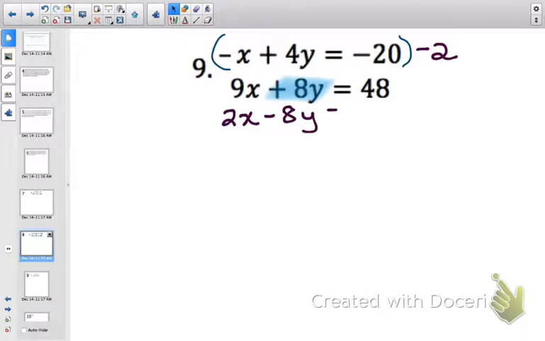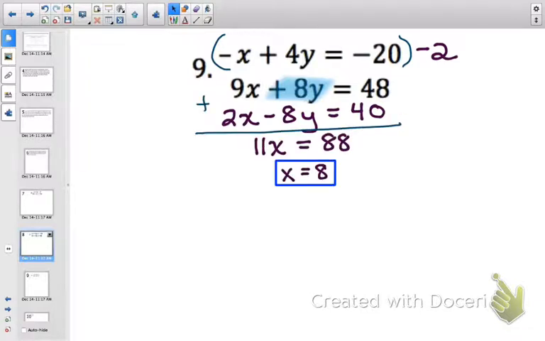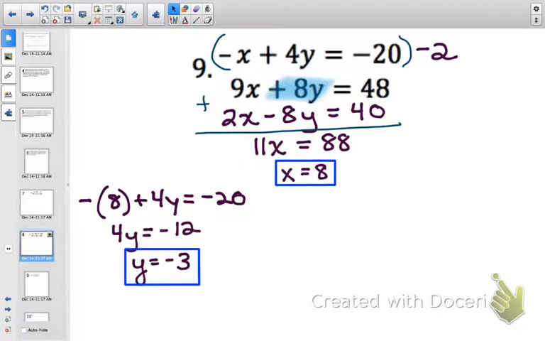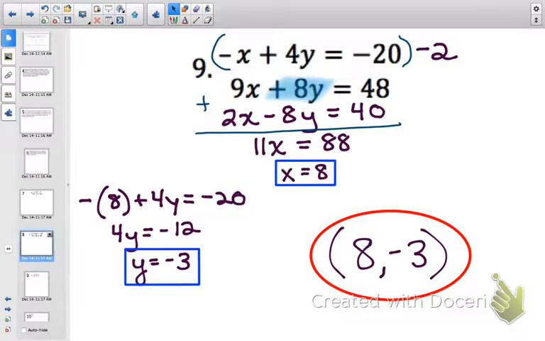Let's go ahead and distribute it to all 3 terms. 2x minus 8y equals positive 40. Now that we have a positive 8y and a negative 8y, we can add to eliminate. And then solve. Now all we have to do is plug that 8 back into one of our original 2 equations. I'm plugging it into the first one, and then simplify and solve. We get y is equal to negative 3. And again, we have to write our answer as an ordered pair. X comes first, y comes second, and then we're done.